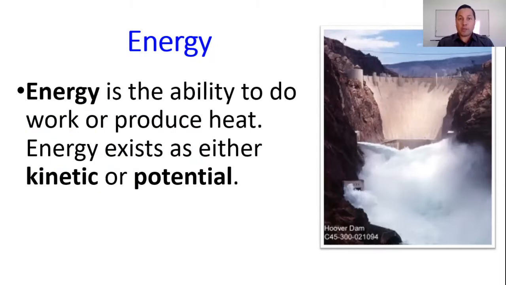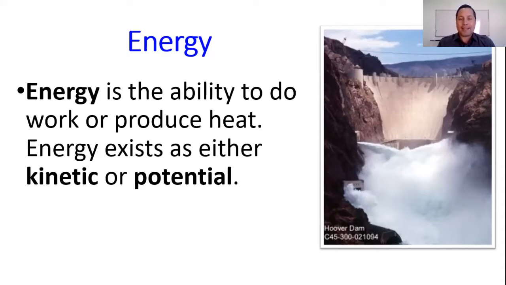So let's get started. Let's begin with energy. Energy is the ability to do work or produce heat. Now, there's two types of energy. There's kinetic energy and potential energy. Now, let's get a little bit about what is kinetic versus potential energy. In the picture on the right, you can see Hoover Dam. Hoover Dam has a lot of water behind the dam. Now, the water could do work. So the water that's behind the dam, you would refer to as having potential energy because it could do work.